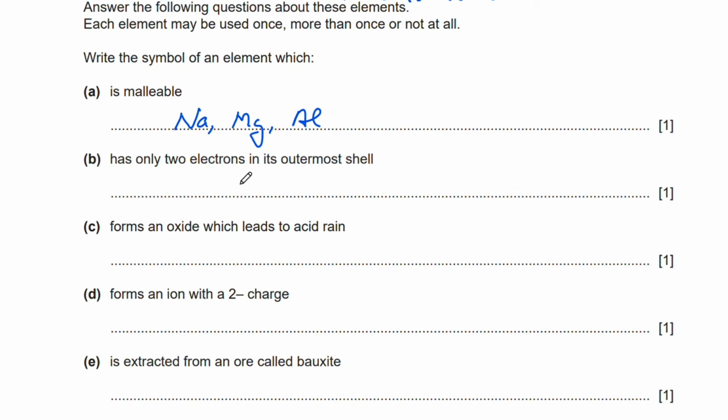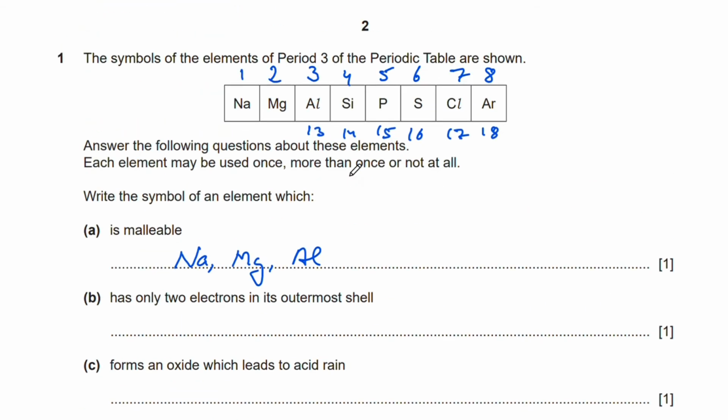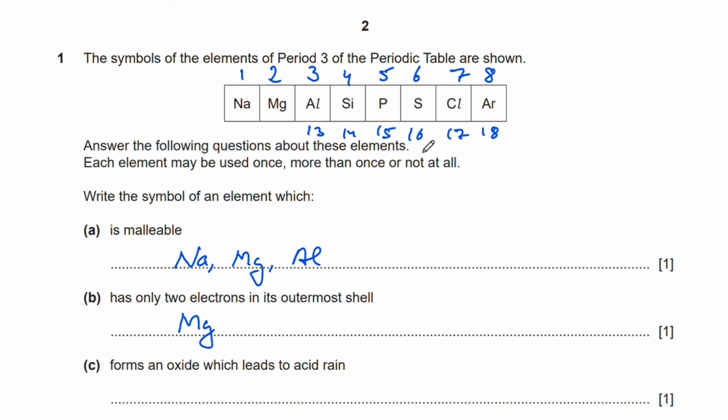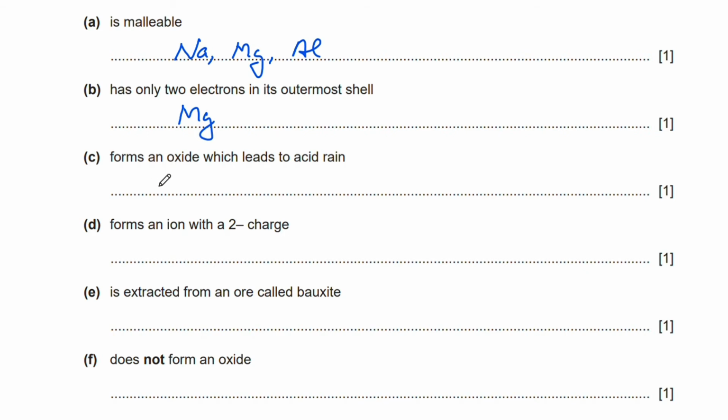Has only 2 electrons in its outermost shell. So if you see, magnesium is a group 2 element, so this will have 2 electrons in the outermost shell. So the answer for this is magnesium. Forms an oxide which leads to acid rain. Now, the non-metal oxides are acidic in nature. So it's obvious that it will be a non-metal among phosphorus, sulfur or chlorine. It's actually sulfur which forms H2SO4, the sulfuric acid, which contributes to the acid rain. So here we will write sulfur.